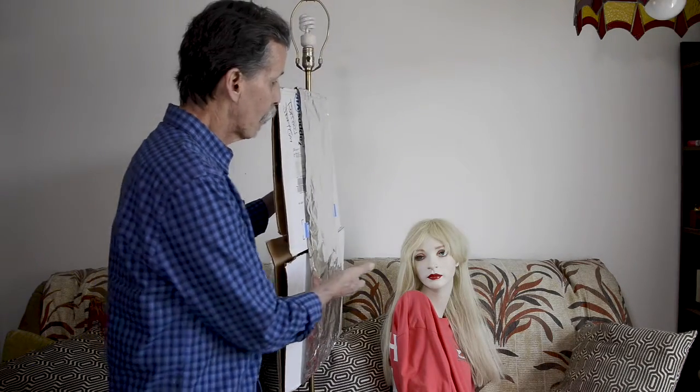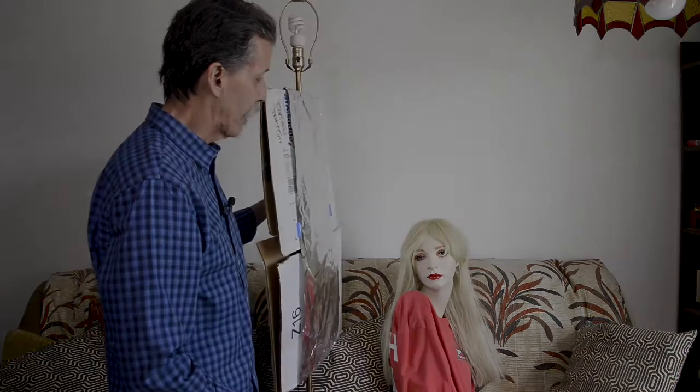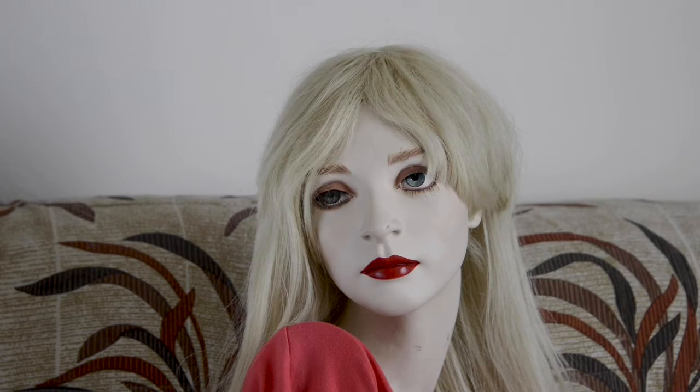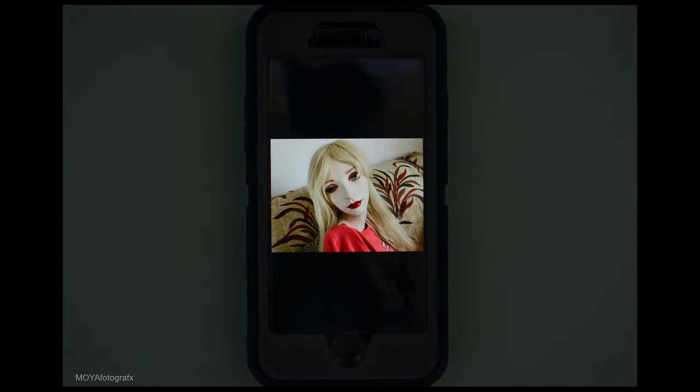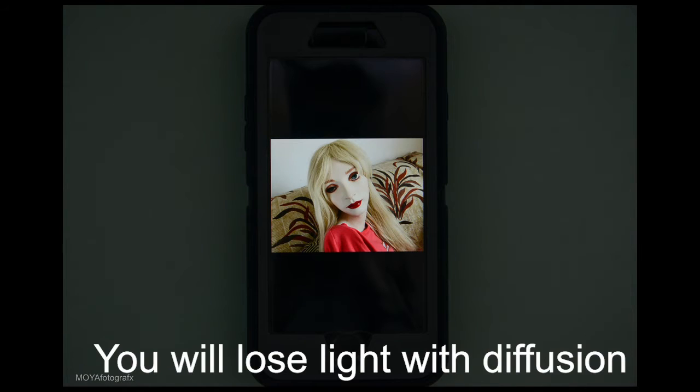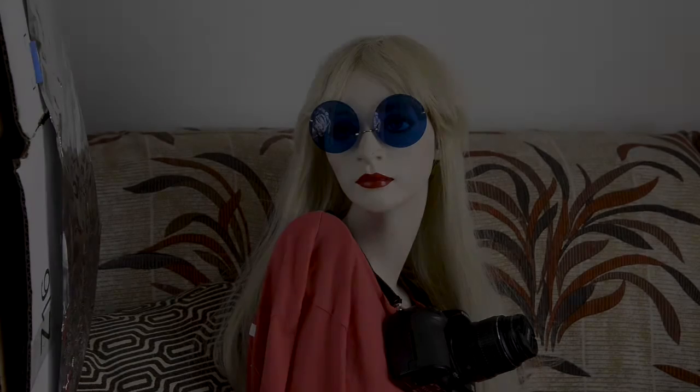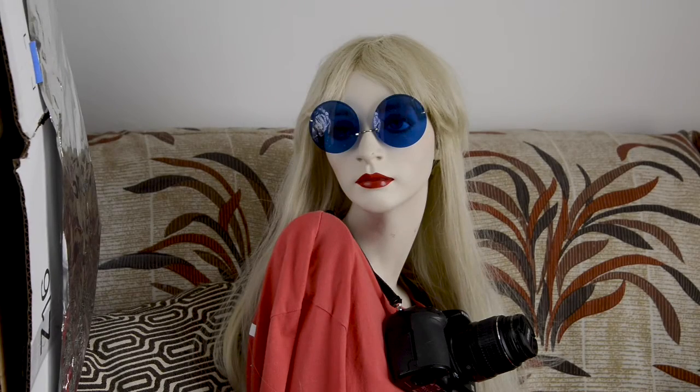So again, right now my lighting is direct, so I'm getting a lot of light in here. So what I'm going to do is go ahead and close my sheer, and you're going to see what's going to happen. I'm going to get a softer light, but I'm going to probably lose about a stop of light because the diffuser, even though it softens my light, it actually blocks my light as well. So let's take a look.